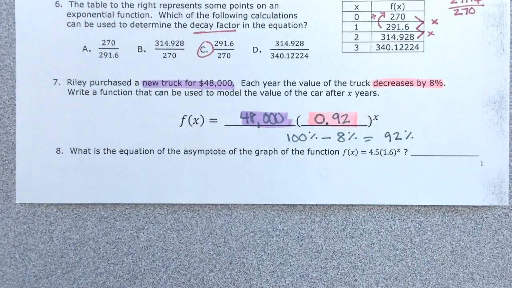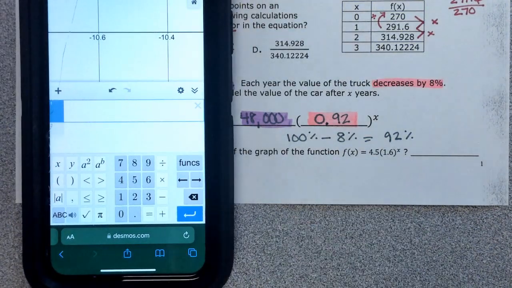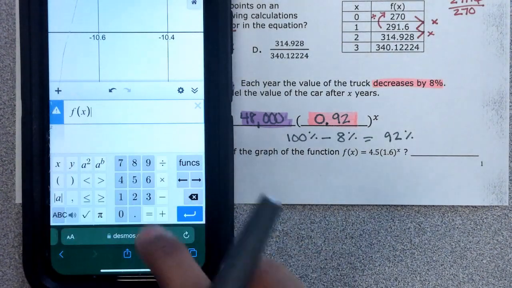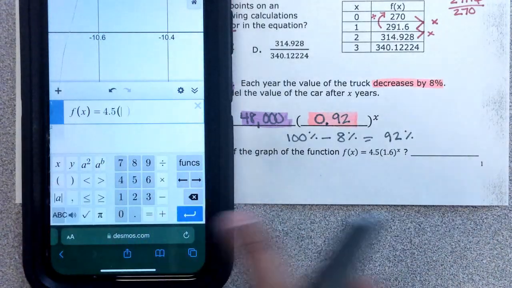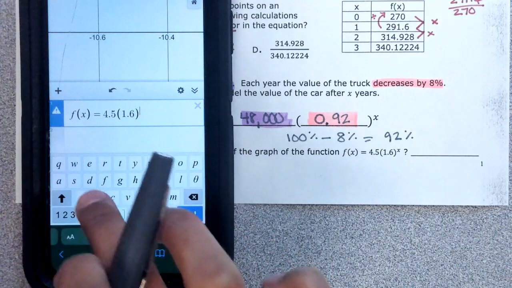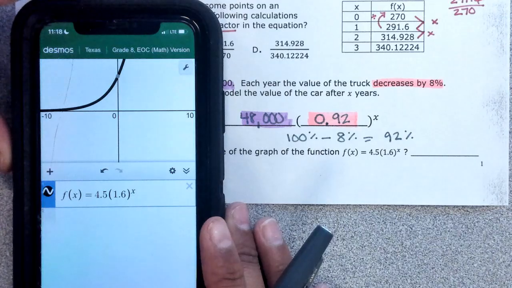Last question, number 8. What is the equation of the asymptote of the graph of the function f of x? So we're just going to go ahead and type this into Desmos to give us a visual. So we have f of x equals 4.5 times 1.6 to the power of x. So I'm going to press home, and here's my picture of my graph.